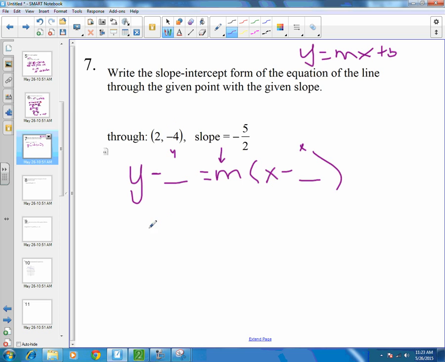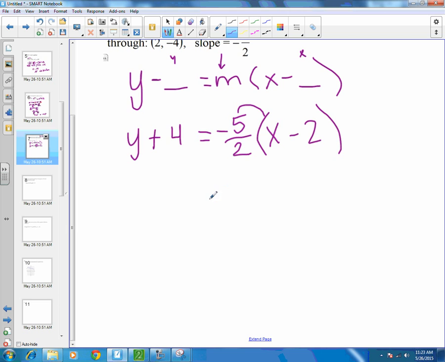So I'm going to fill in a y here and an x here, and then my slope is going to go here. So y minus y, well, y is a -4, so that makes that a y plus 4. So negative minus a negative is a positive. Then I'm going to have 5 over 2 as my slope, times x minus whatever my x value is, so x minus 2. Then what I need to do is I need to distribute, keep that slope as a fraction, so -5 over 2, x, and then -5 times -2 is going to be positive 5. Bring over my y plus 4.